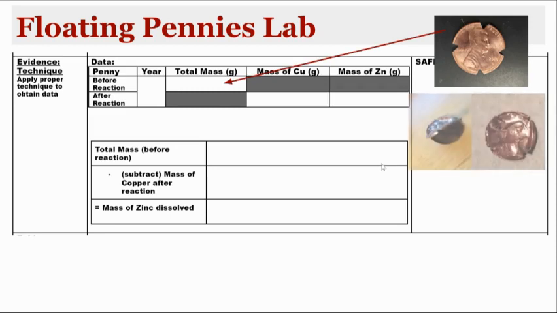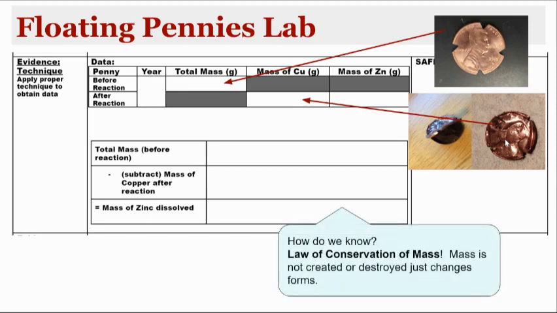And after the reaction, there's some strong visual clues that the zinc is the metal that reacted and the copper is the metal that is remaining. So the after reaction mass is going to represent the mass of the copper, and we can use the law of conservation of matter to look at the total mass subtracting the mass of copper to determine the mass of zinc that was dissolved.